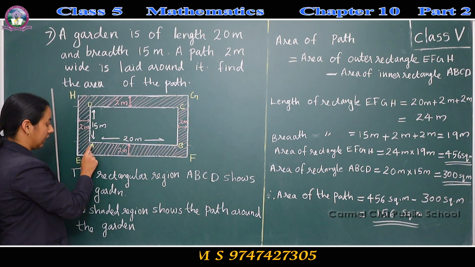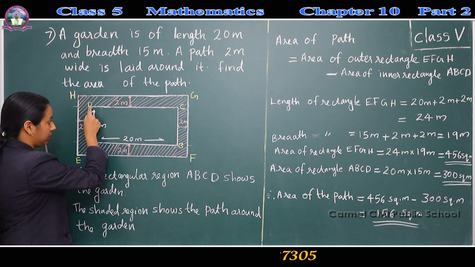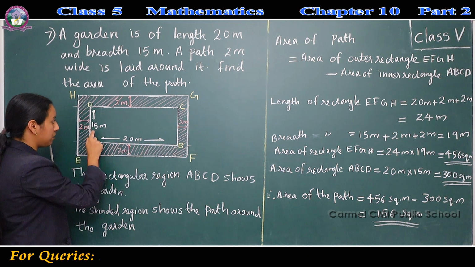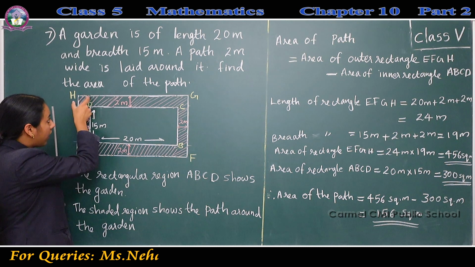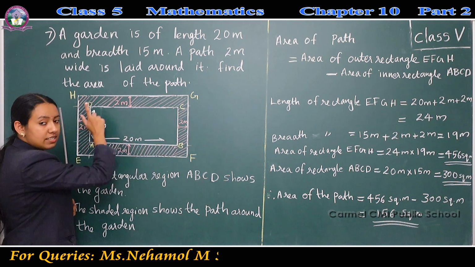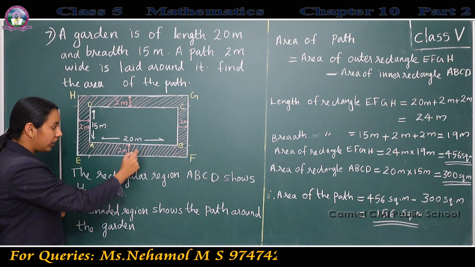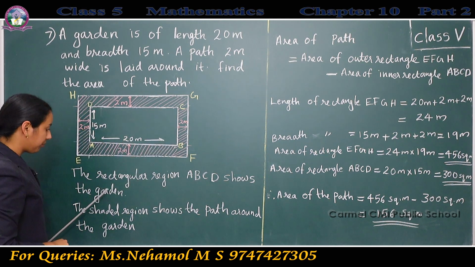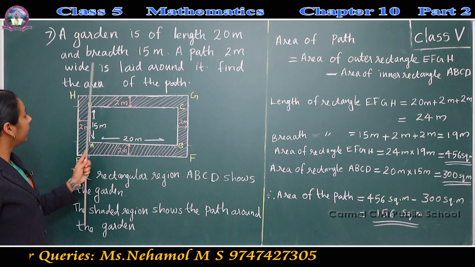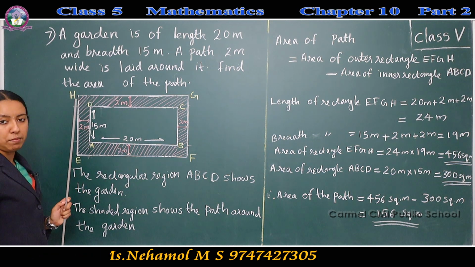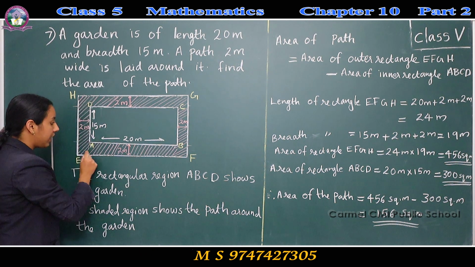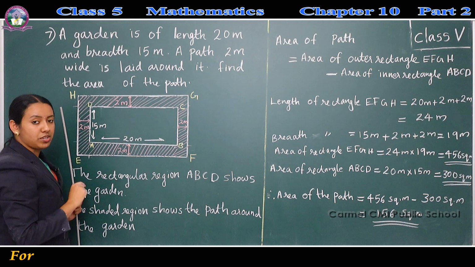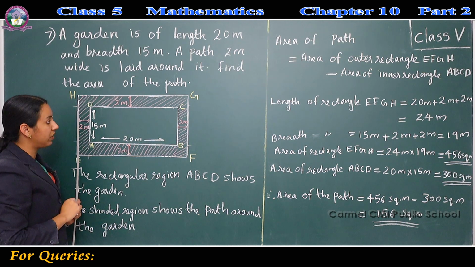Suppose this rectangle ABCD is our garden. 20 meter length, 15 meter breadth. A path 2 meter wide is laid around it. So, this shaded region is the path around it. Then, what is the question? Find the area of the path. So, we have to find area of this path. That means area of the shaded region. How can we find it?